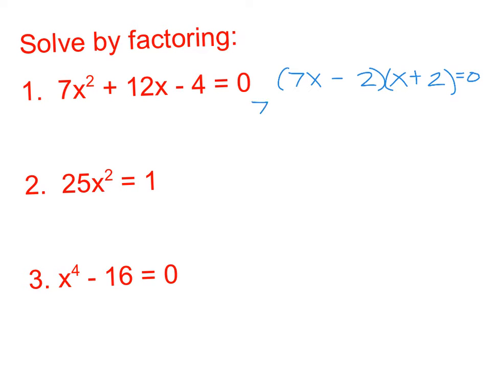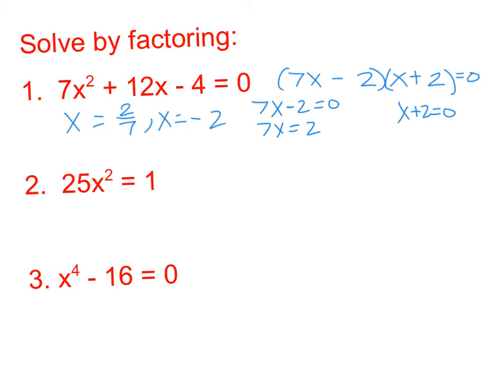So then I set each of these equal to 0. 7x equals 2, so x is 2 over 7. And then x equals negative 2, right? Because x plus 2 equals 0. This next one, we need to get 0 on one side. So I'm going to subtract the 1. 25x squared minus 1 equals 0. That's a dots. 5x plus 1, 5x minus 1 equals 0.